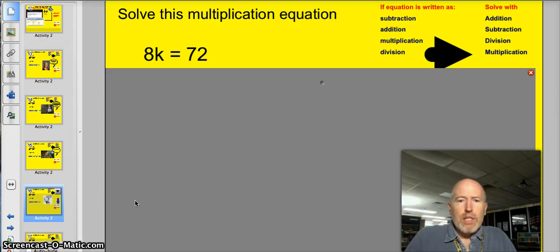Okay, solve this multiplication equation. This will be the last one before our ticket to the show. Go ahead and pause it and do it.